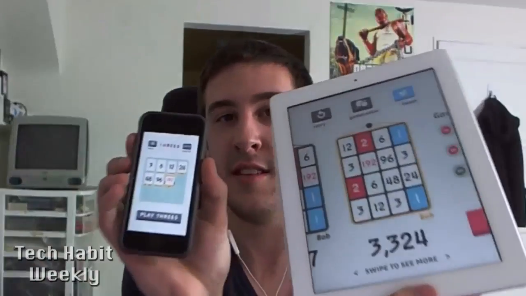And so my tech treat is also a game. Now, my game isn't quite as tongue influenced. It's not quite as Miley Cyrus influenced, but it's still a very fun game regardless. My tech treat of the week here is Threes. I actually have it pulled up on both my devices right here.